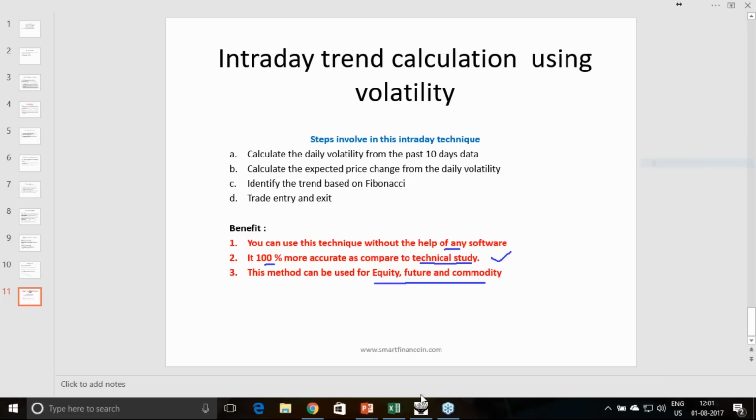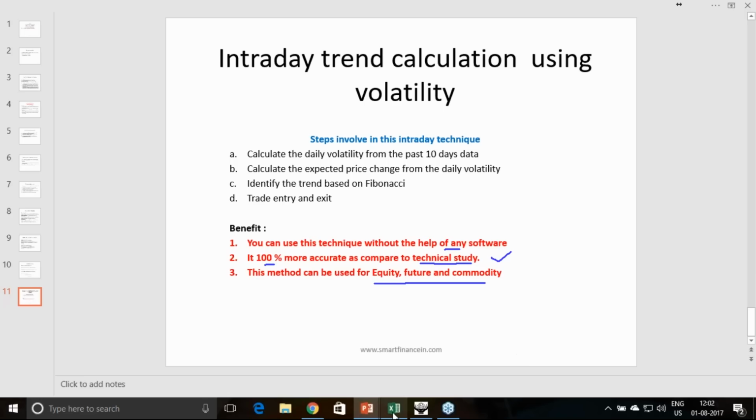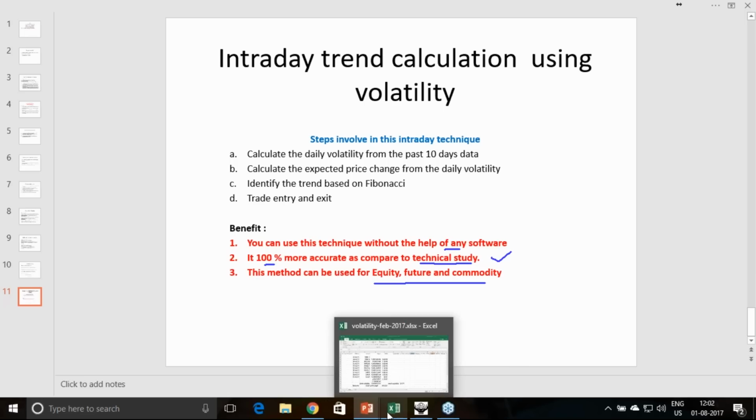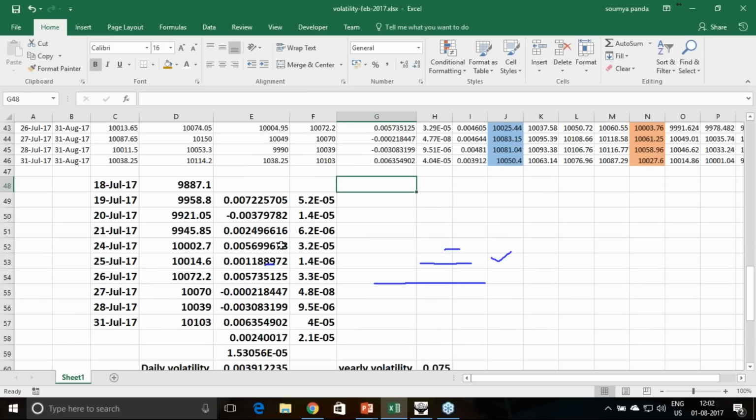So let us start. What I am going to do here today, the 1st of August, is analyze the trend for 1st August using this method. For that I require a couple of data. I am going to do it for the Nifty. I require the past 10 days closing prices of Nifty, which is 18th July to 31st July. It has the past 10 trading days data, the last traded price of the Nifty. So I have taken it.